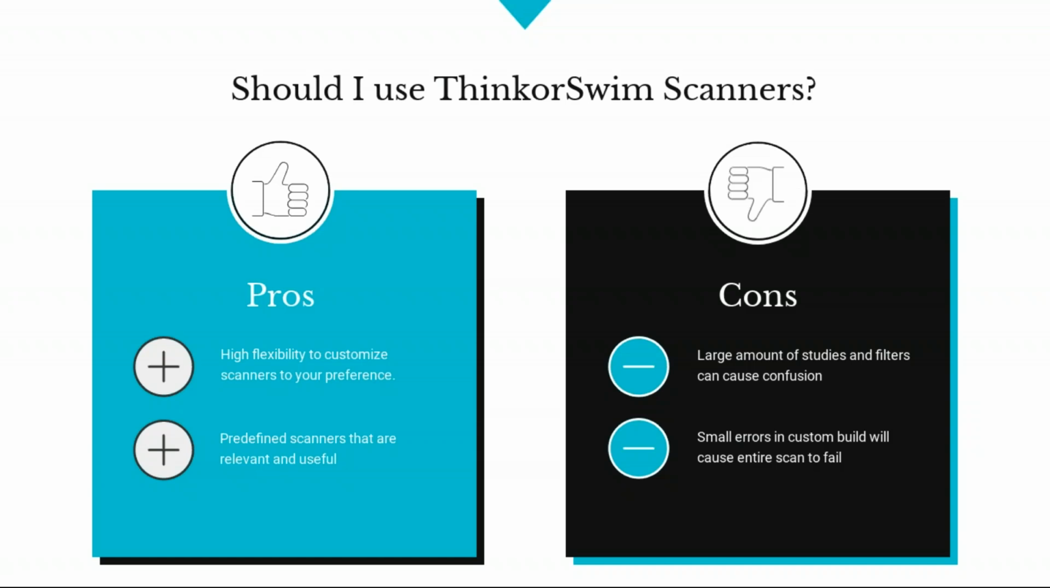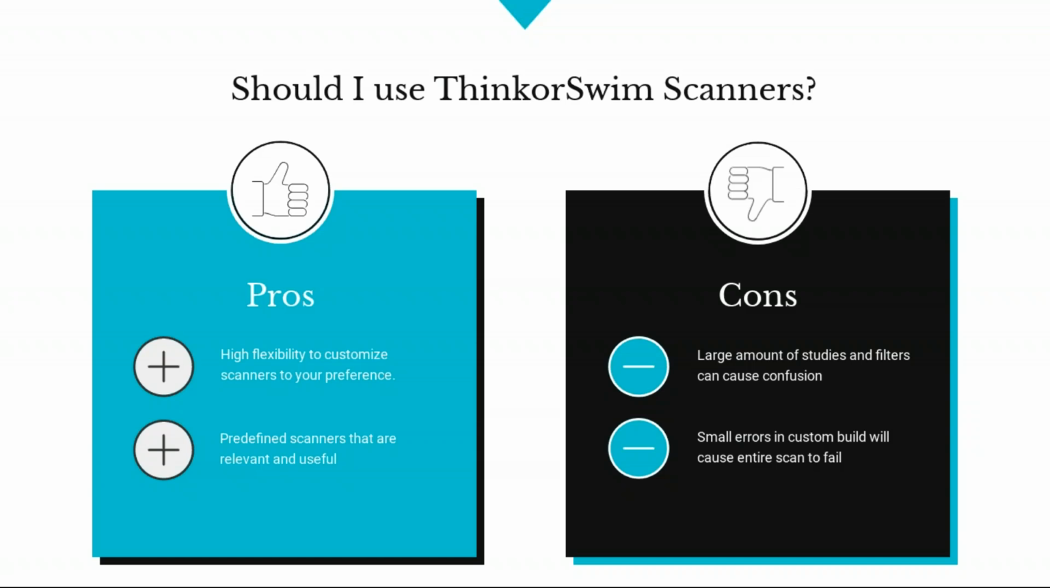The cons, I would say there aren't that many, but one of them is that the large amount of studies and filters can really cause confusion unless you go in there and start figuring out what they do and what they're actually searching for. As I was saying earlier, there's an adequate amount of filters you can use, but the study filters can get into the 10s, 20s, 50 different scans. It can cause confusion, especially if you don't know exactly what it's looking for. It doesn't really provide a detailed explanation of what that particular study filter would search for, so you have to do your own research on that.